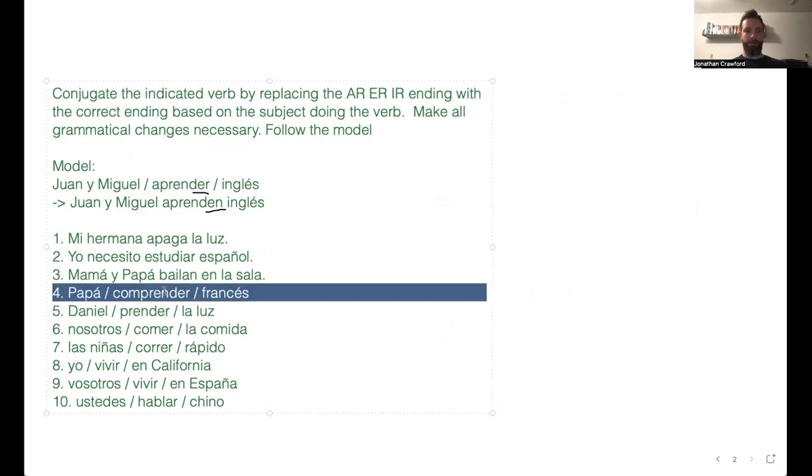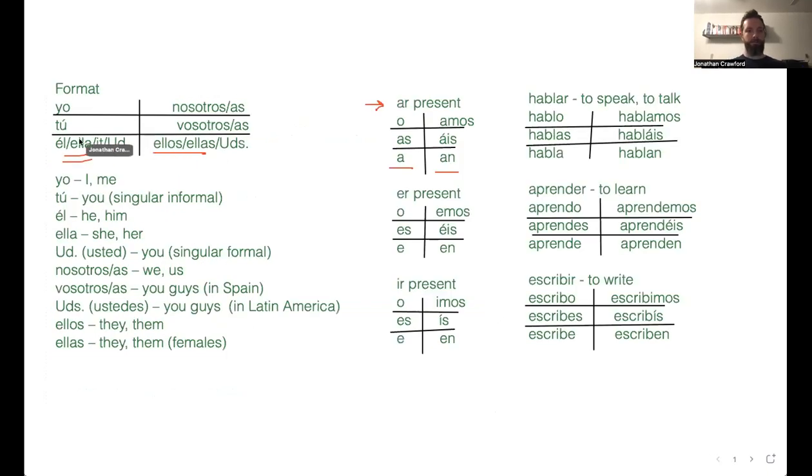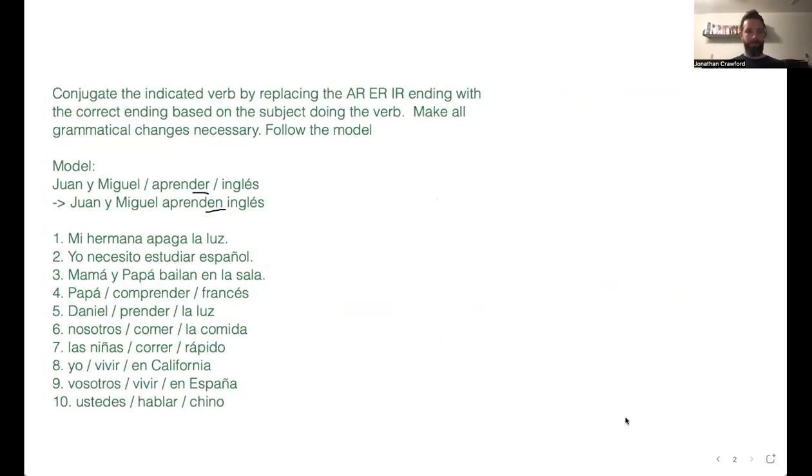Papá comprender francés. It's an ER verb, and papá is doing it. So we have to go over here. Papá, that's él. Comprender, ER verb, e. So we go over here, papá. We get rid of this ER right there, and we replace it with an E. Whoops, just with an E. All right. So there it is. Papá comprende francés.